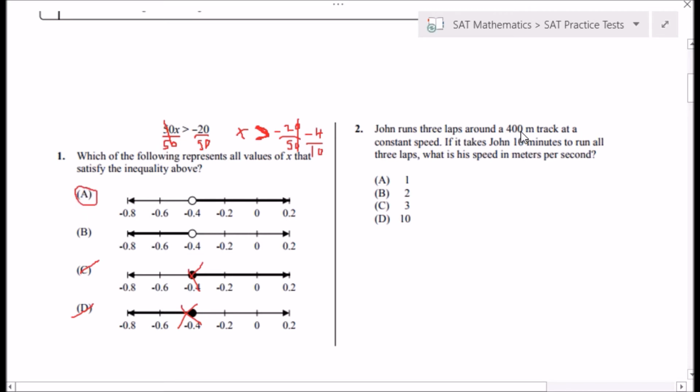Number 2. John runs 3 laps around a 400-meter track at a constant speed. If it takes John 10 minutes to run all 3 laps, what is the speed in meters per second? Always know that they always try to change this and trick you, but they want it in seconds. But here they have it in minutes. So you need to know how to find speed, and that's basically distance divided by time. The distance we have here is 1,200 because he ran 3 laps, and 1 lap is 400 meters.